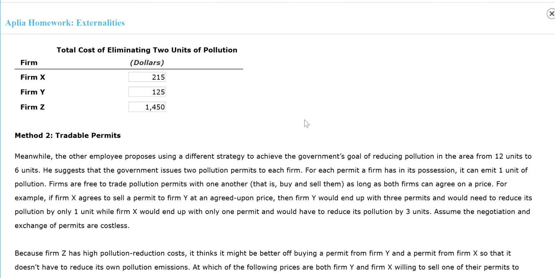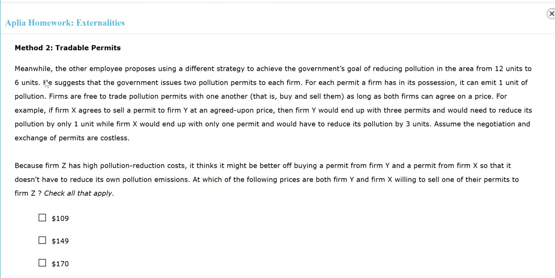Alright, and then second part, so method 2, tradable permit. By the way, the tradable permit, you guys might hear this from this company in Europe that has this. It's called carbon emission permit. So companies can trade the carbon permit between each other.